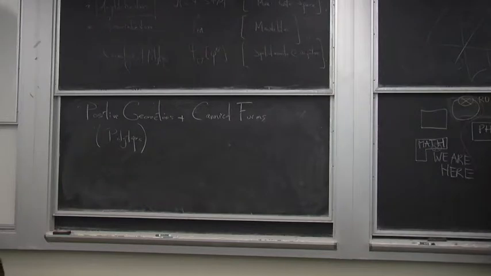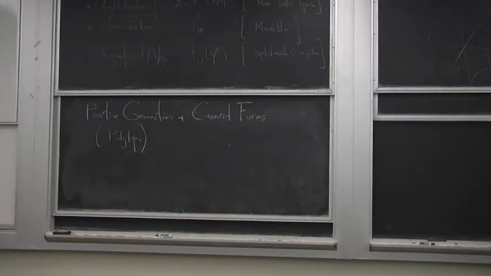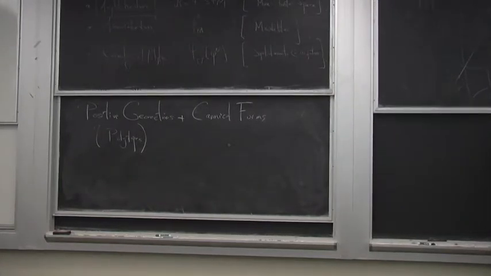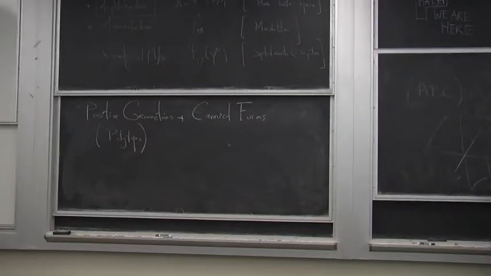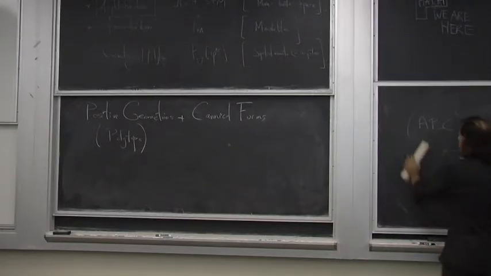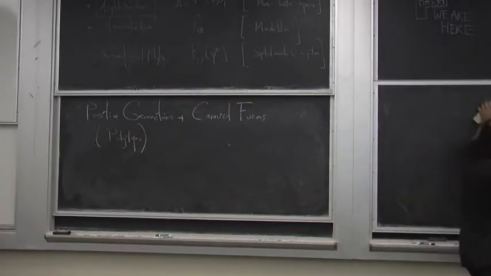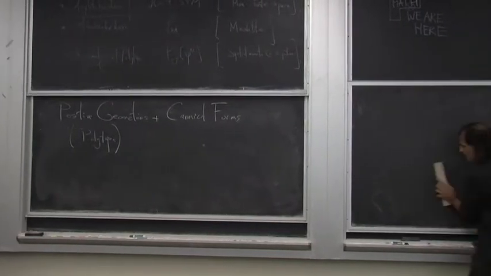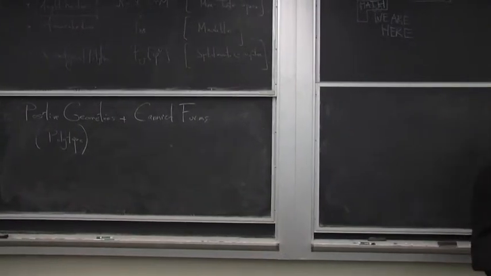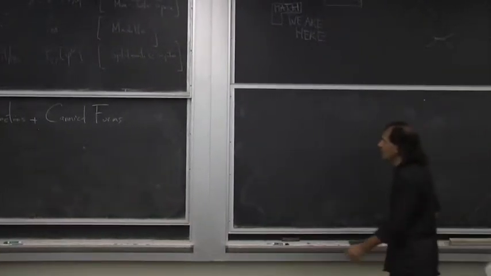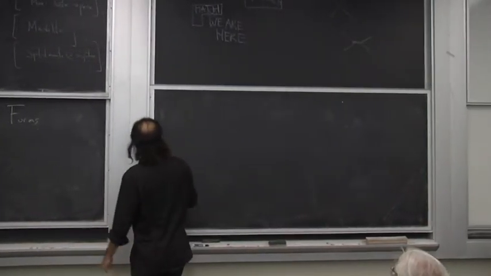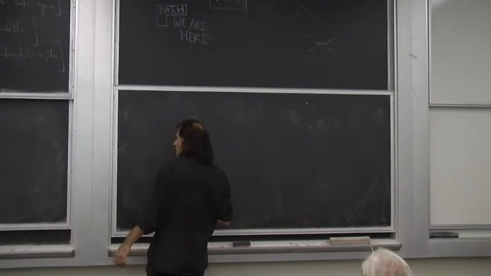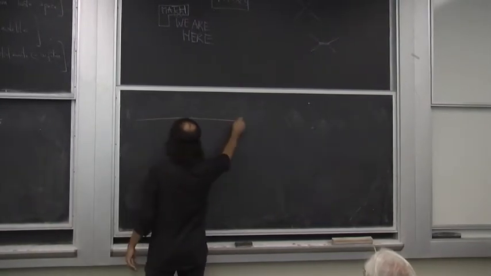But first, let's set things up by talking about some simple motivating examples. So our first example of a positive geometry or a polytope is a line interval.